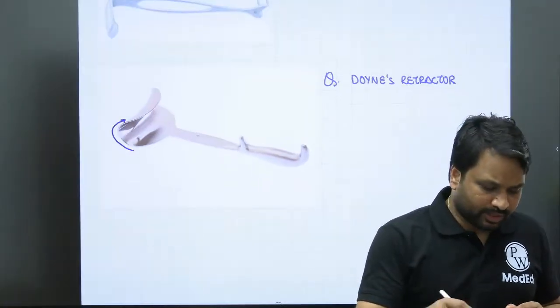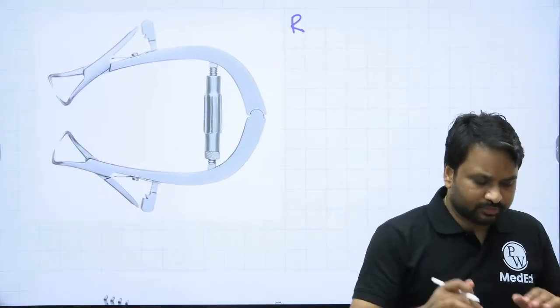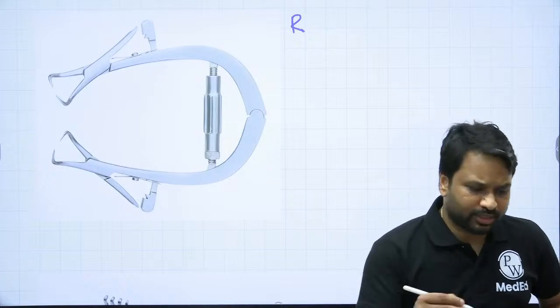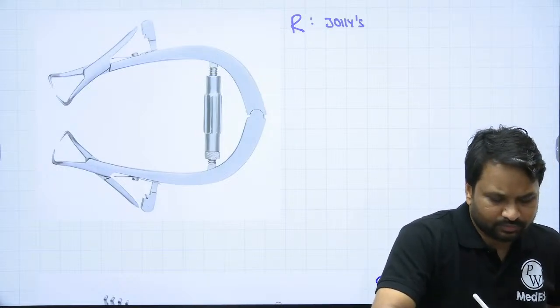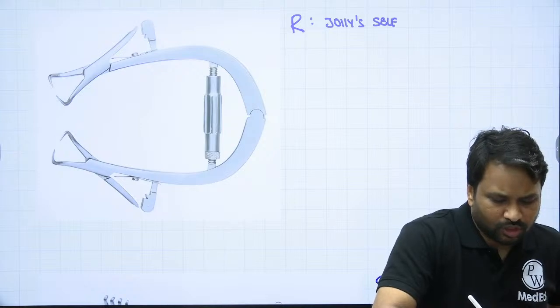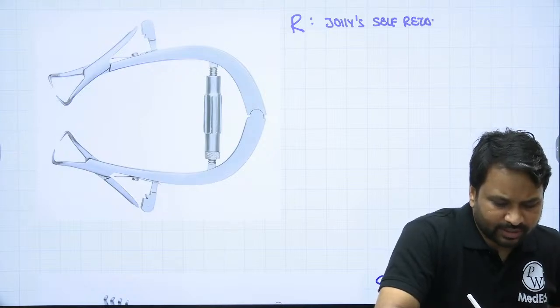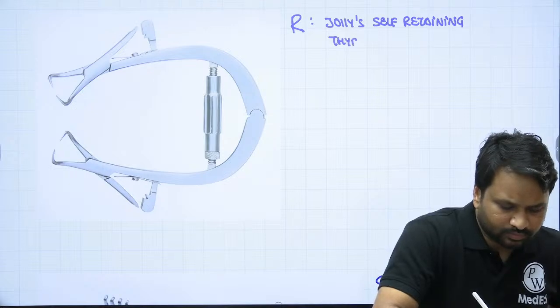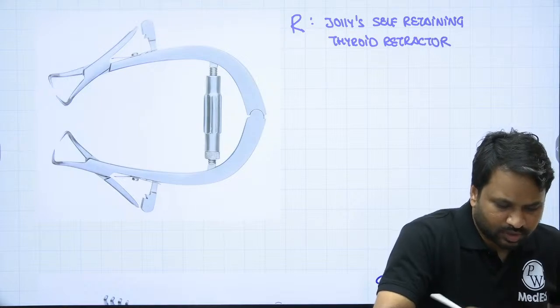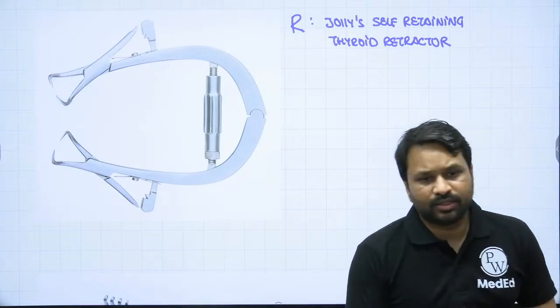Right? Absolutely correct. This one, anybody? This is used for your thyroid surgeries. This is your Joll's self-retaining thyroid retractor.